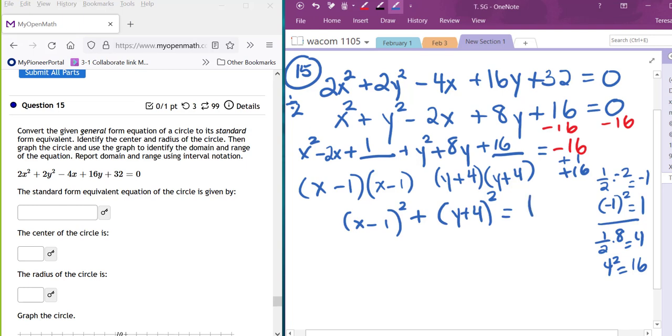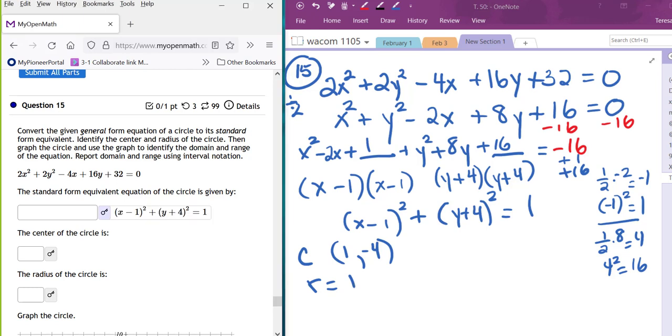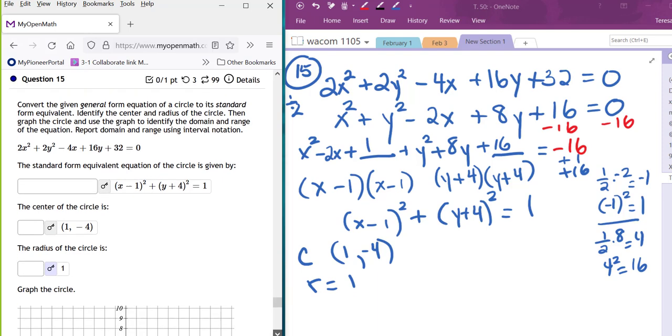And then we can pick off our information. So our center is going to be 1 because this is already minus, and -4. Our radius will be the square root of 1, which is still 1. And I'm just going to put those two in and then let this end. Okay, we're good there. Center (1, -4), radius of 1. So we're good.